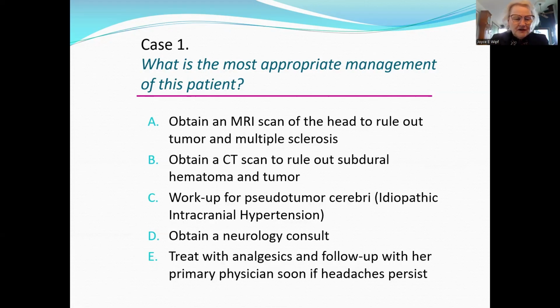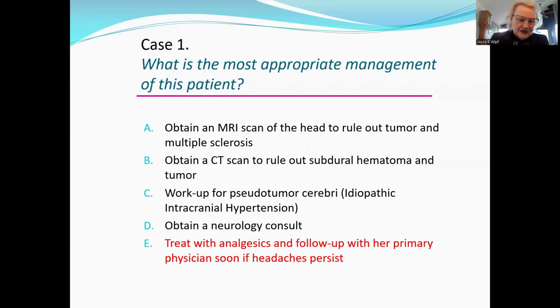All right. So I can tell you most people will pick C, and the correct answer is actually E. Treat with analgesics and follow up with their primary physician soon if headaches persist. These are benign headaches. There's no vision changes associated, and especially importantly, the fundus was normal. So although it's a board style question for board review prep, and we think what's the most unusual thing they could ask about, I'll show you in a case in a moment about idiopathic intracranial hypertension. I still say pseudotumor cerebri, but this was not consistent with that.